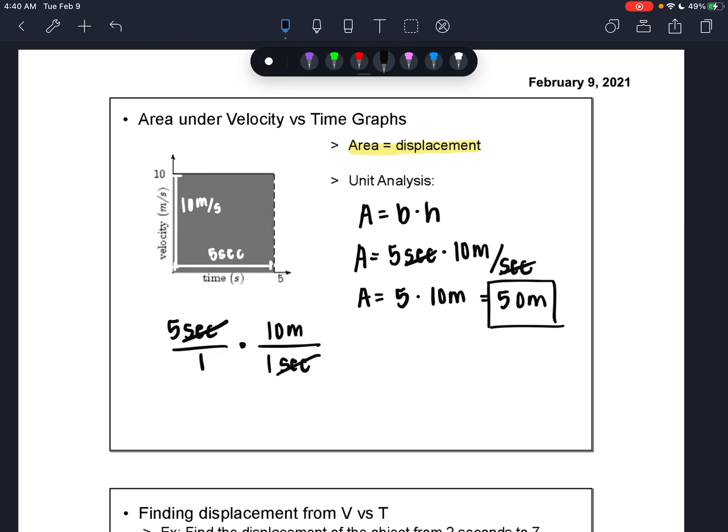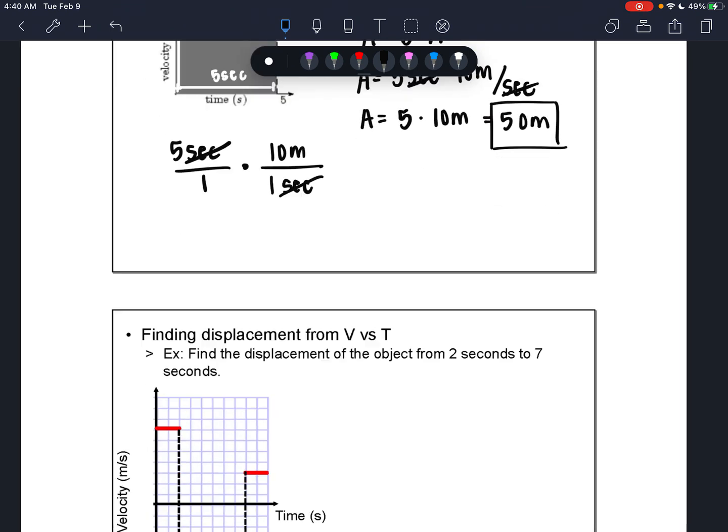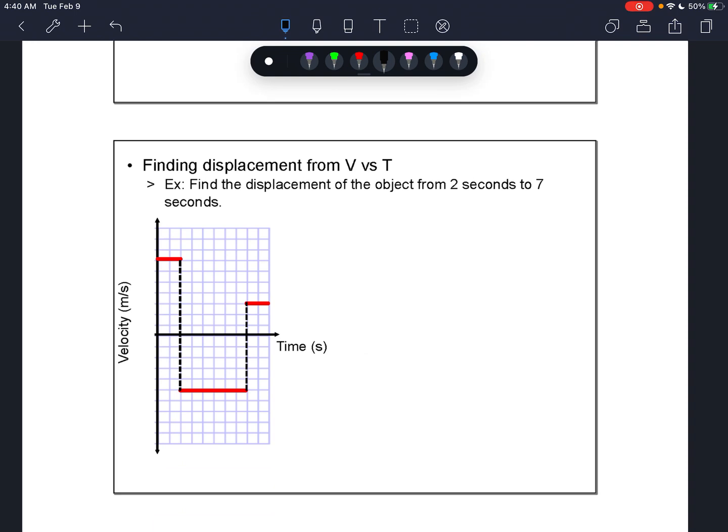Which kind of makes sense. If it goes 10 meters every second, and it was going 5 seconds, that's 10 meters times 5, which is 50. I think I'm just saying all the same things over and over again, but you get it. Anyway, finding my area got me my displacement during that time, so let's use this skill to problem solve.